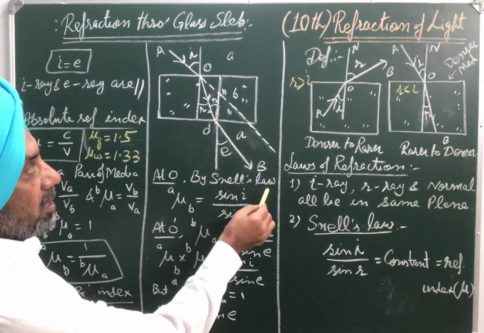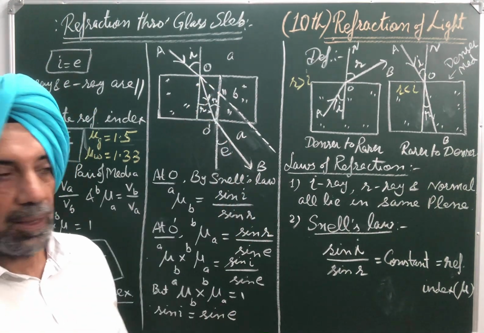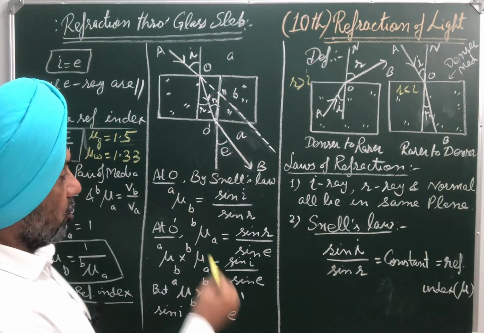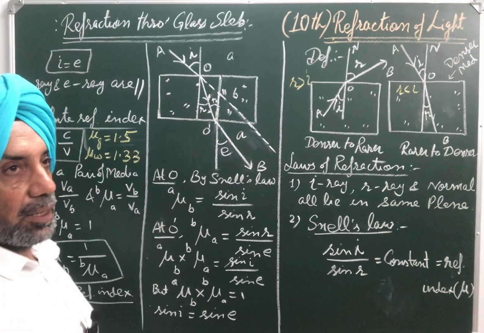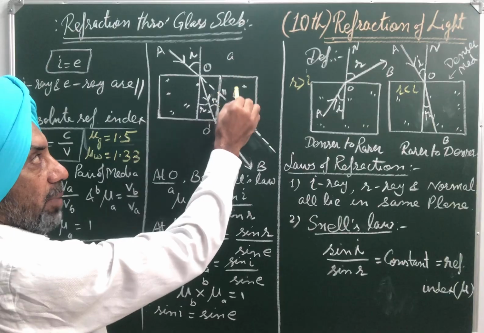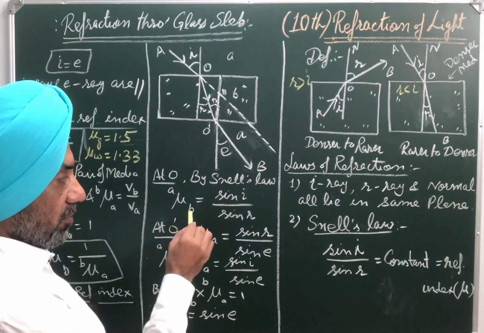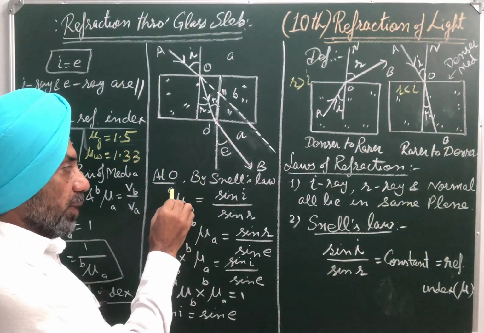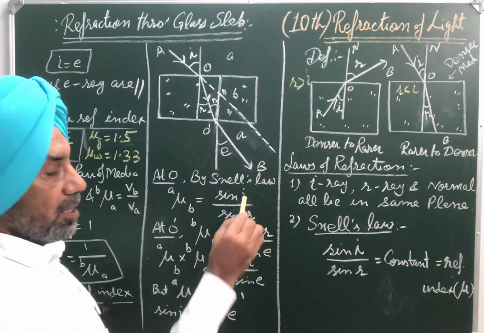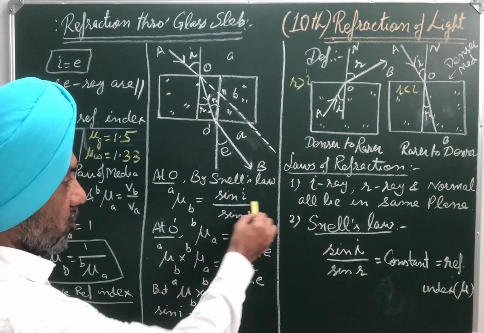Then by applying Snell's law at point O first, what is Snell's law? The ratio of sin i upon sin r is equal to a constant. So we have mu AB, because the ray is traveling from medium A to medium B. So this gives the refractive index of medium B with respect to medium A. So mu AB is equal to sin i by sin r. This is equation number 1.